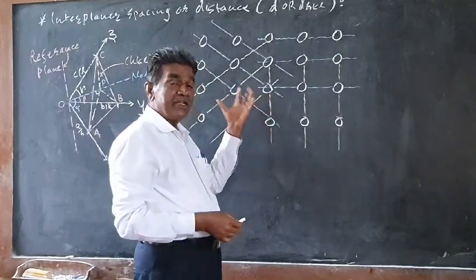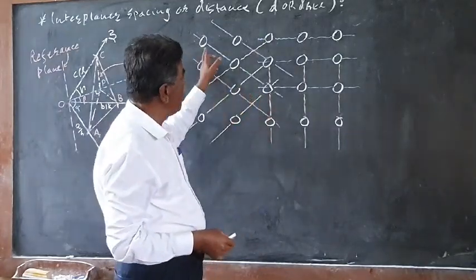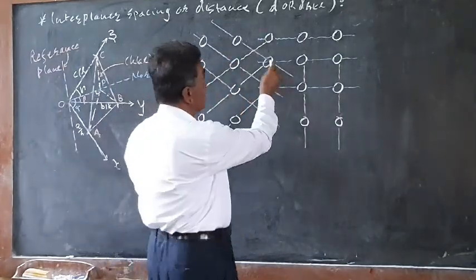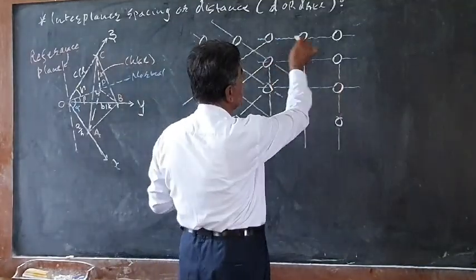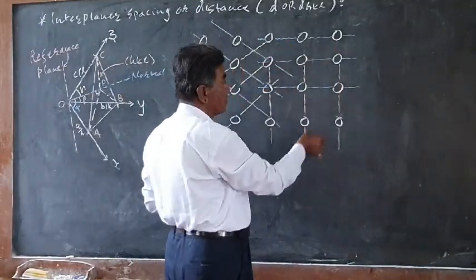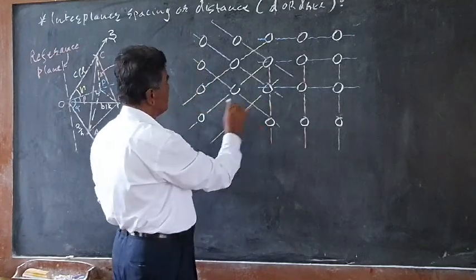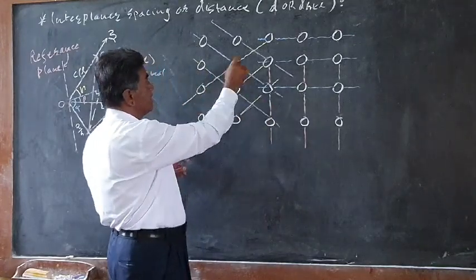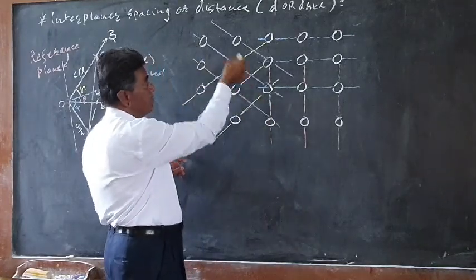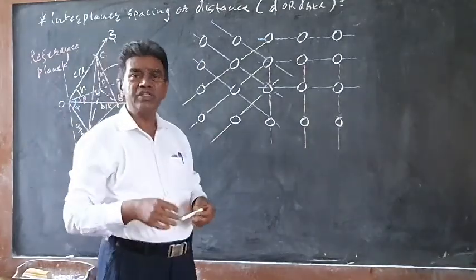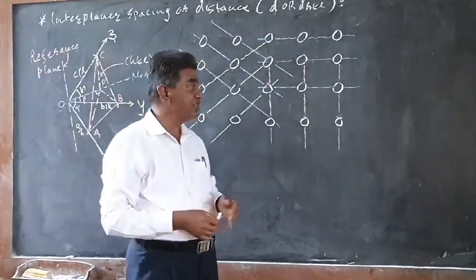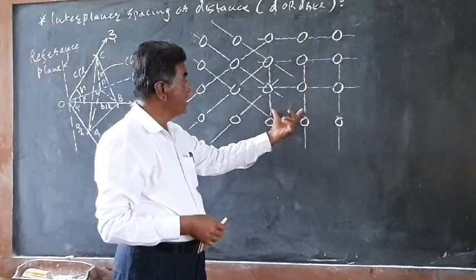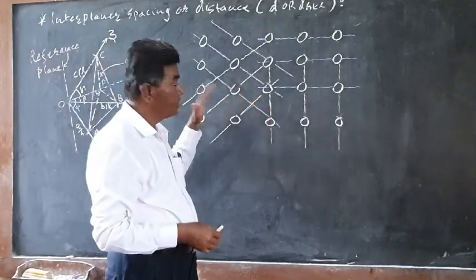Now, in a crystal, there exist so many sets of parallel planes like this. This is one set of parallel planes. This is another set of parallel planes we have considered. This is the next set of parallel planes, and this is the next set like this. So there exist so many sets of parallel planes with different spacings and different orientations.